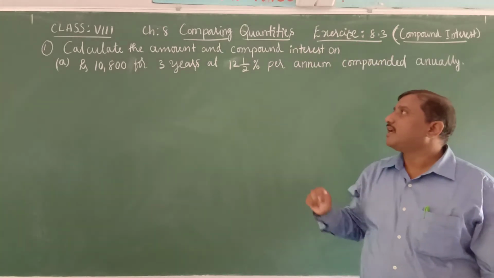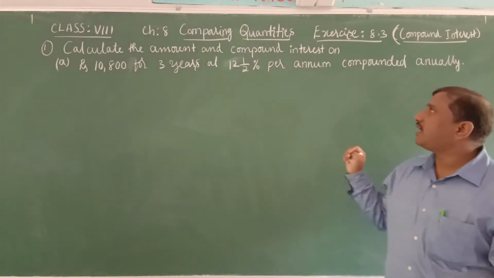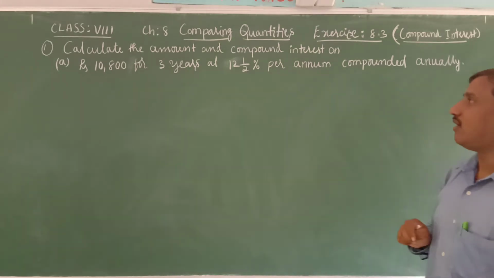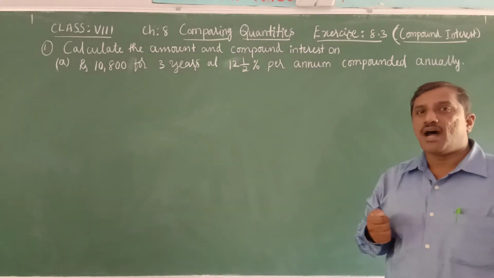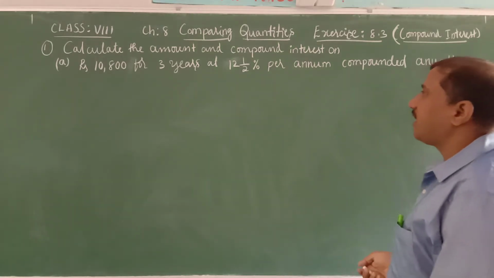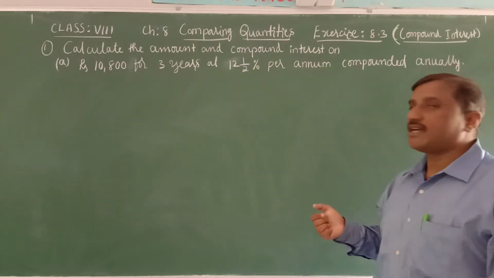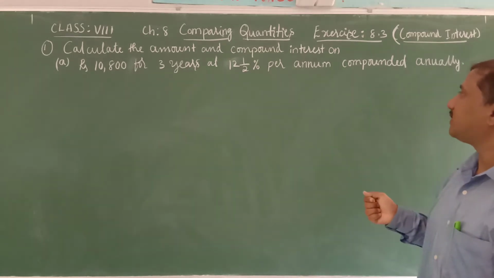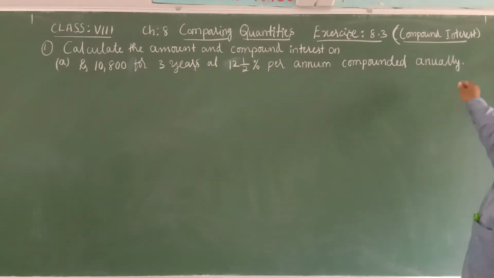The first bit: calculate the amount and compound interest on rupees 10,800 for 3 years at 12.1/2% per annum, compounded annually.